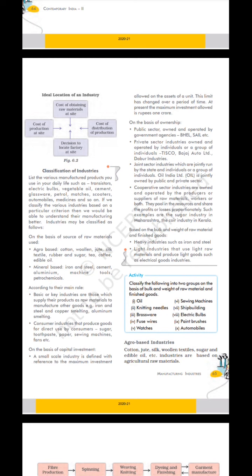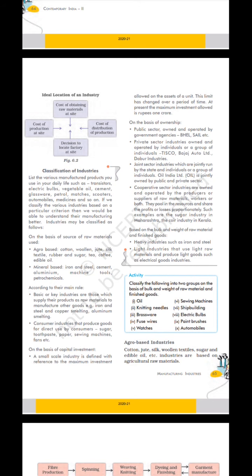Cooperative sector industries are owned and operated by the producers or suppliers of raw materials, workers, or both. They pool in the resources and share the profits or losses proportionately. Such examples are the sugar industry in Maharashtra and the coir industry in Kerala.